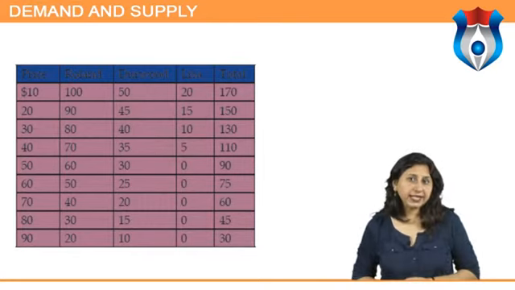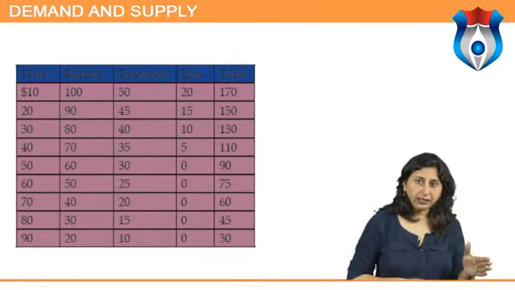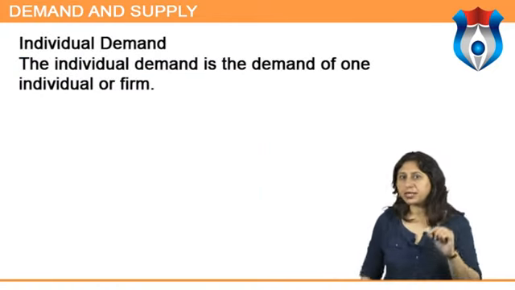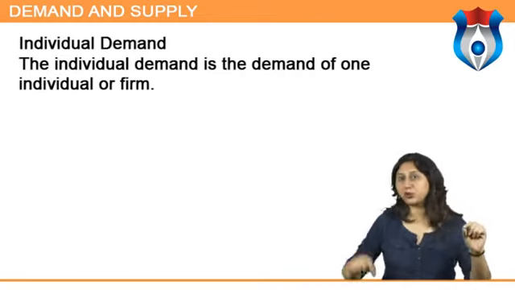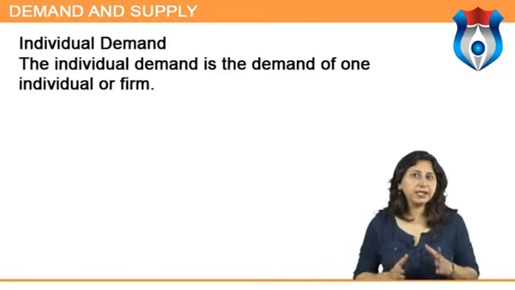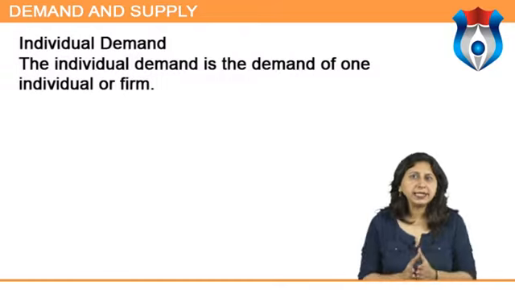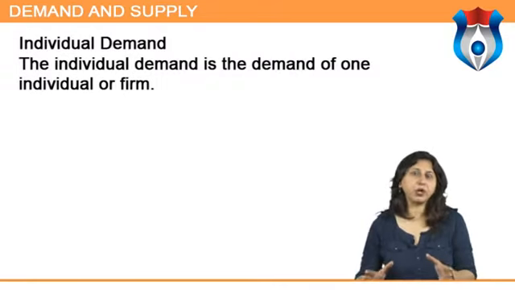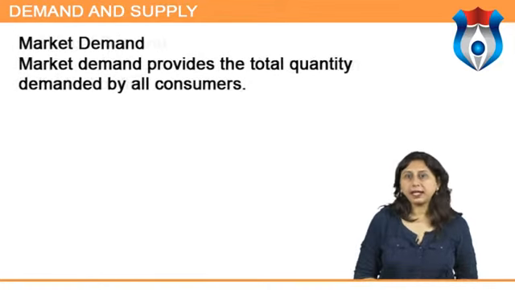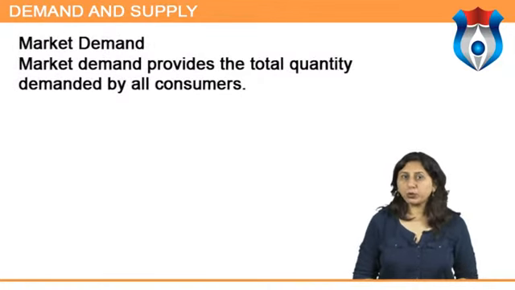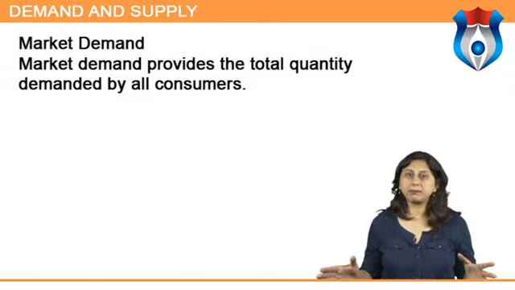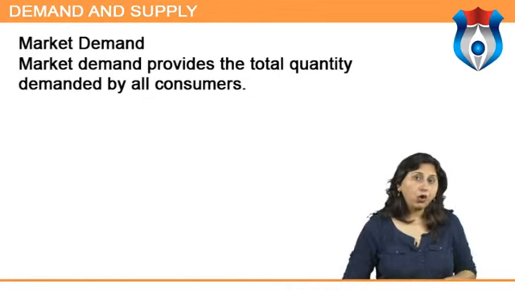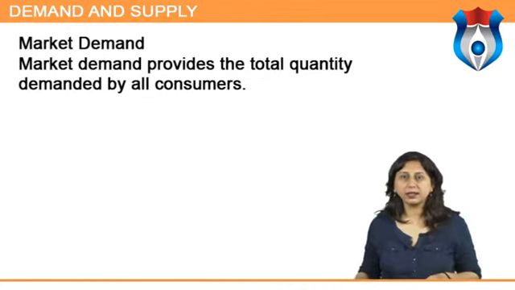Now we will try to understand the difference between individual demand and market demand. Individual demand. The individual demand is the demand of one individual or firm. It represents the quantity of a good that a single consumer would buy at a specific price point at a specific point in time. Market demand. Market demand provides the total quantity demanded by all consumers. In other words, it represents the aggregate of all individual demands.